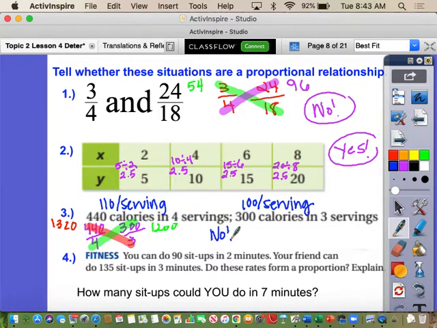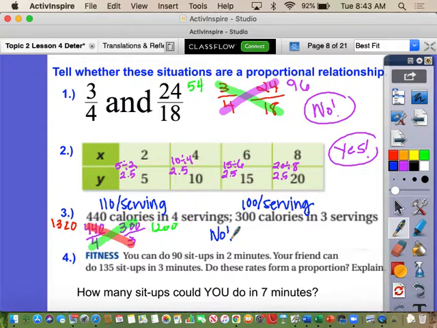All right, for number 4, we can do 90 sit-ups in 2 minutes, and our friend can do 135 sit-ups in 3 minutes. Are those rates proportional? All right, so Addie, what method did you use to figure out if they were proportional or not?